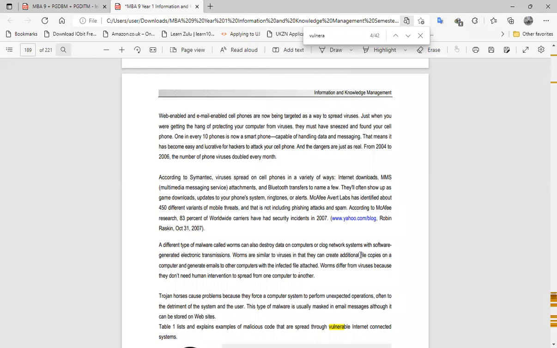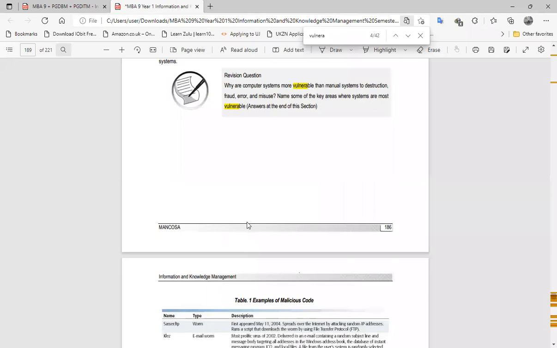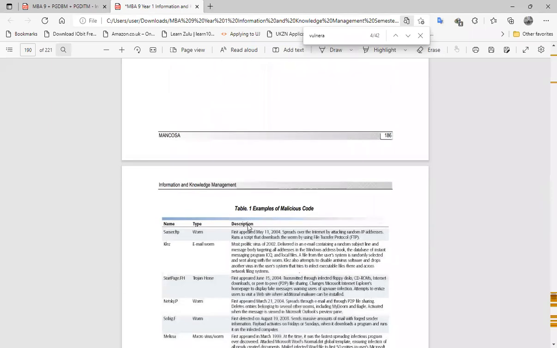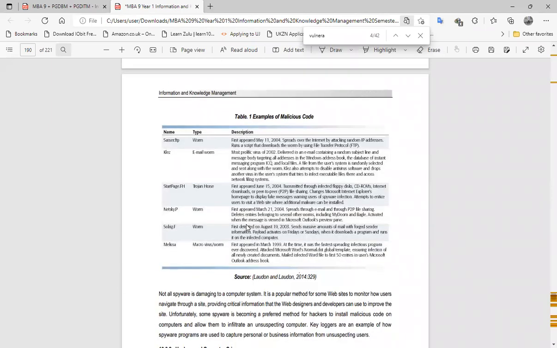Maybe these things behave differently, but at the end of the day, they just manipulate your system. Even those Trojan horses, right? They just manipulate your system so that the hackers can have access to your computer, and they take in information that they are not supposed to. So here they've given us some examples of these malicious things.